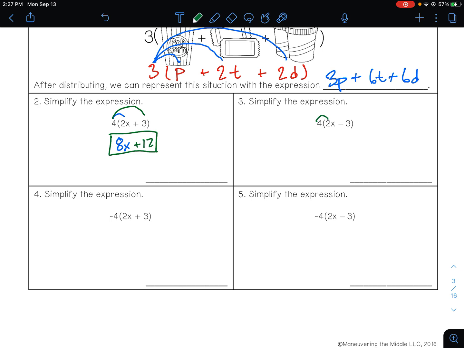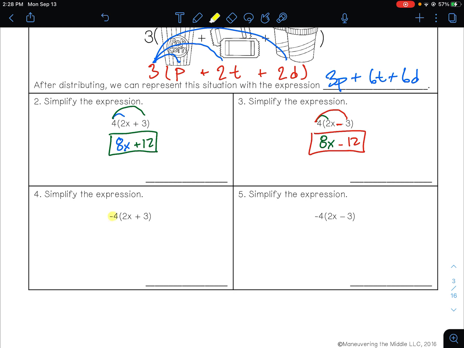4 times 2x, well, that's just 8x. And then let's do our second rainbow. 4 times 3 is 12, but it's like negative 3 actually, so it's negative 12. So 4 times negative 3 is negative 12, or you can just say, oh, there's a minus sign between them, so it should be negative. So 8x minus 12.